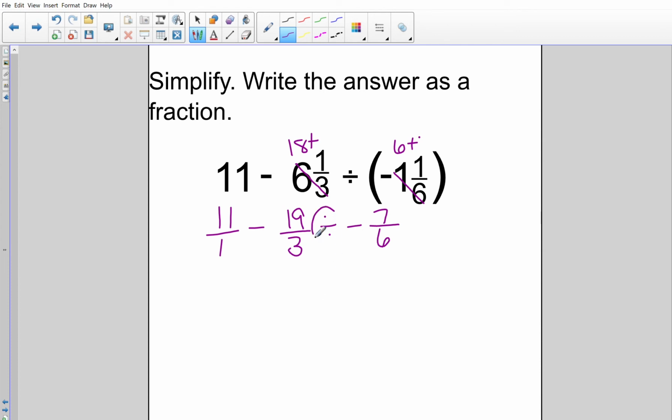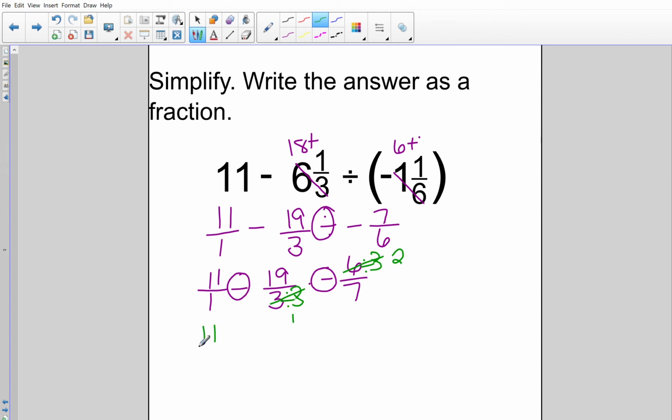Now, because I have division, I'm going to keep this 11 over 1, subtract, okay? I'm going to keep my 19/3 the same. I'm going to change this to times, and I'm going to flip this to 6 over 7. So really what I'm looking at here is a negative 19/3 times a negative 6/7. I could reduce the 3 out because I'm multiplying now. This becomes a 2, this becomes a 1.